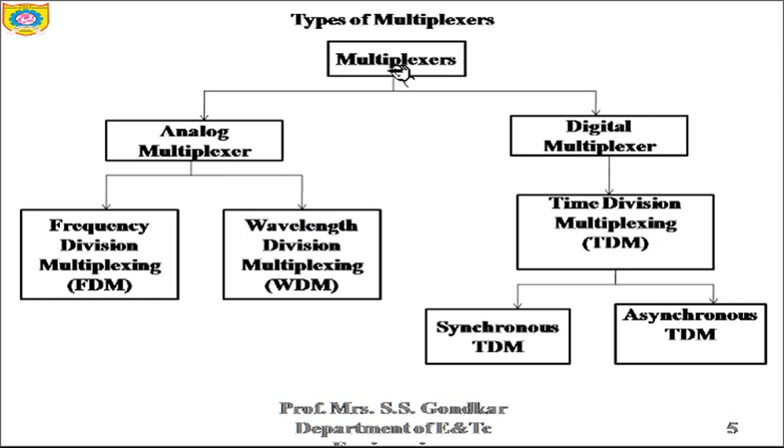It is nothing but a many-to-one converter, such that we can transmit the information from different sources over a single communication channel. So first is the analog multiplexer. Basically, it is a technique which involves signals which are analog in nature. As we know, our signals may either be analog or digital in nature.